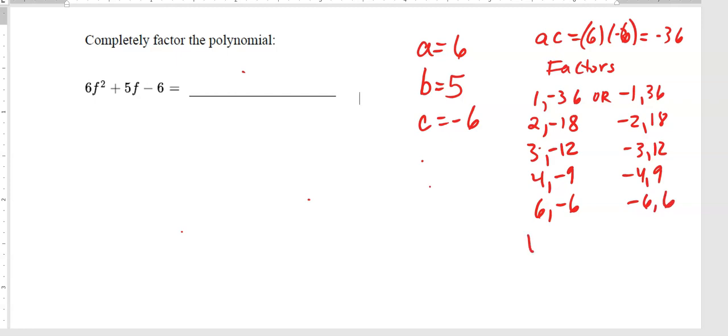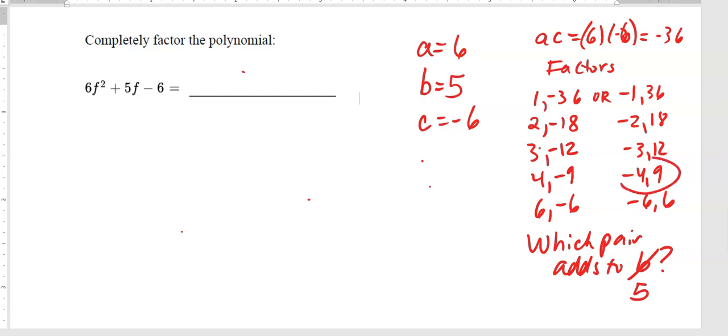Now, I want to find which pair adds to B. And in our case, B is 5. Well, I can see that -4 plus 9 is 5. So I'm going to regroup 5, and instead of writing 5, I'm going to write -4F plus 9F. That's equal to 5F. So I'm just taking my middle term and making it into 2 terms instead of 1.